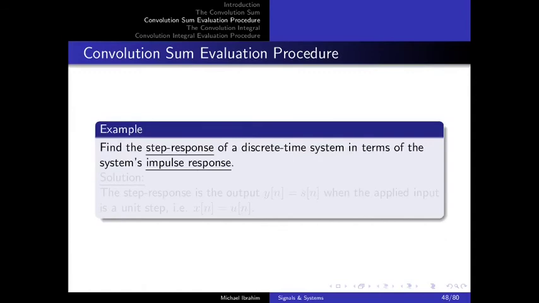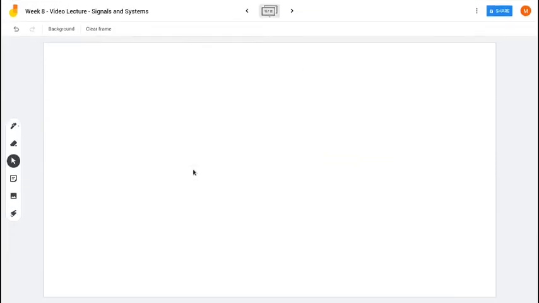Okay, in this example, we're asked to find the step response of a discrete time system in terms of its impulse response, h of n. So given the impulse response, h of n, we need to find the step response. Let's go to our whiteboard and see how we can solve this example.